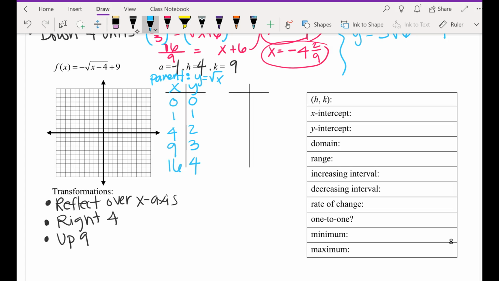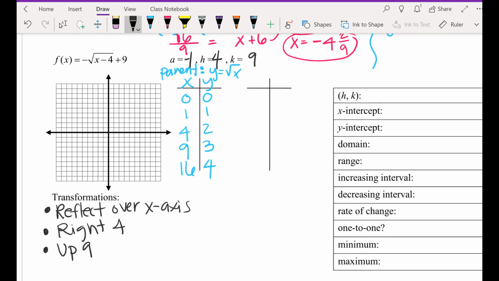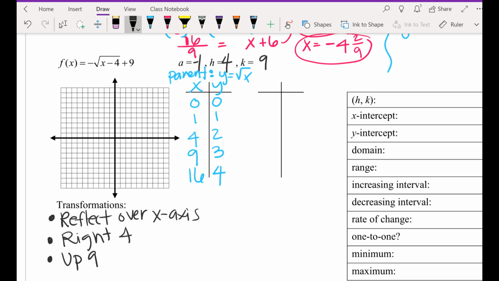Okay, let's transform. The -1, Maurice, what do you want to do with the -1 on our transform chart? -1 for A. A is -1. What do you want to do with that? How do we transform that? Consult your team.